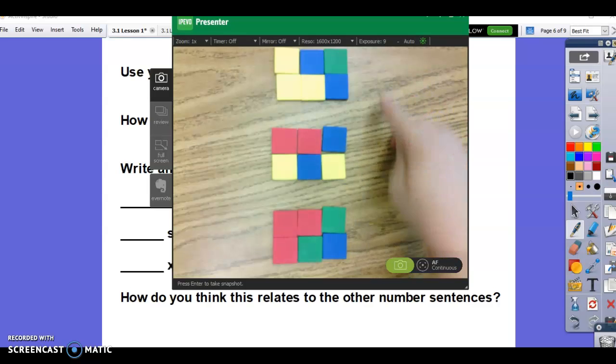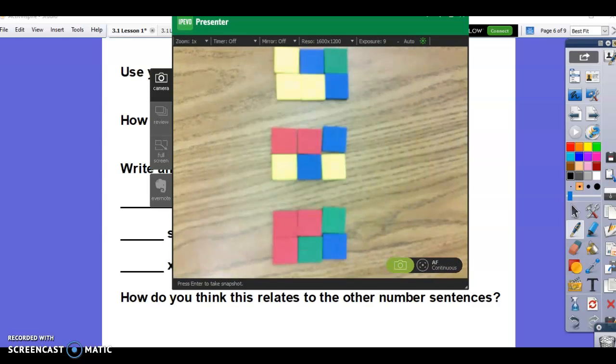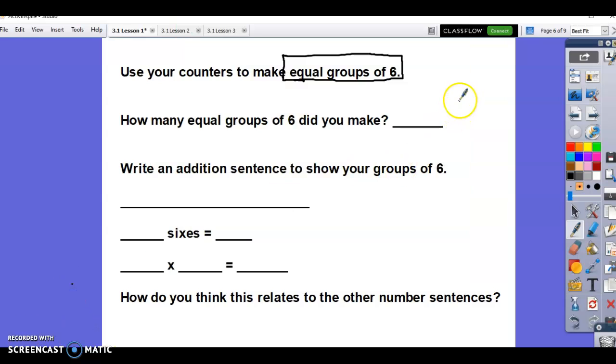6, and then I'm thinking about my total number of counters, which would be 18, okay? So now I'm going to go back to my questions, and I'm going to answer them. How many equal groups of 6 did you make? And your answer is? Good, it's 3.